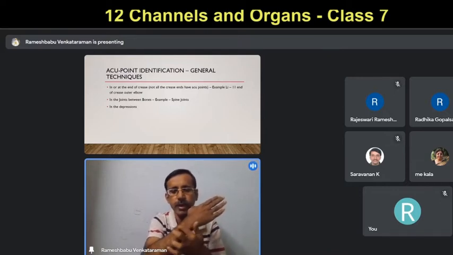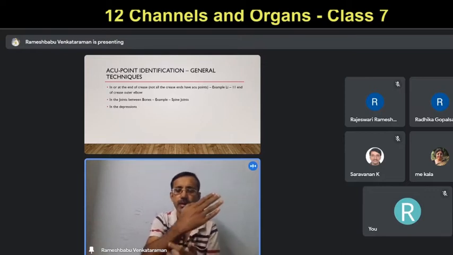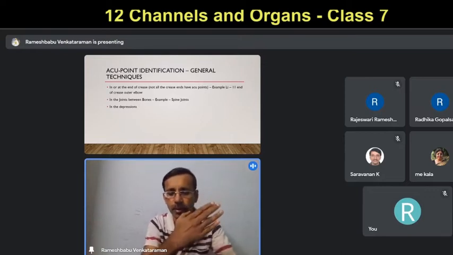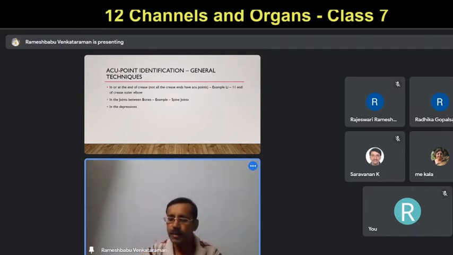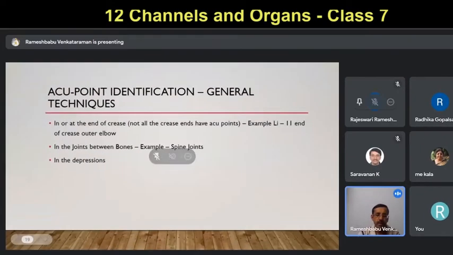There are many, many points. We'll not discuss each and every point in this class, because I have already given you the app, so you can go through the app and understand everything. Now let's see a few other things about these points. There are 12 channels, and these 12 channels are basically organized into yin and yang. This yin and yang we also discussed in the previous class.